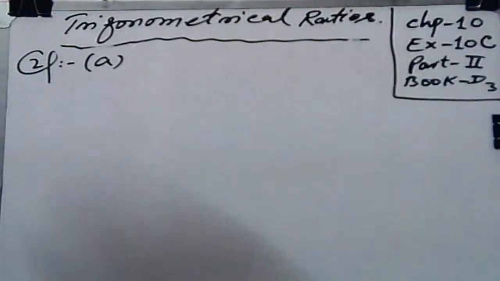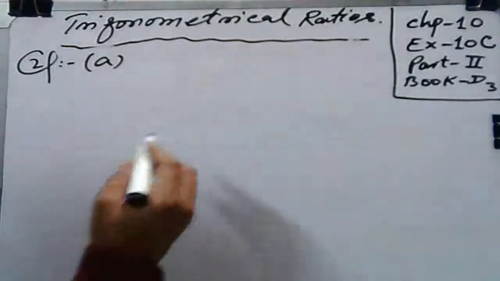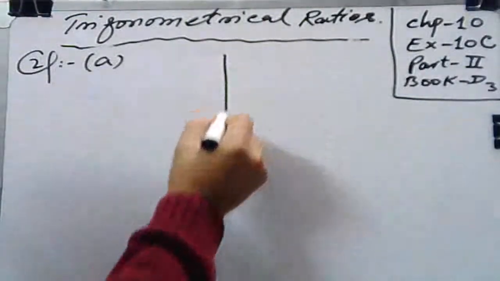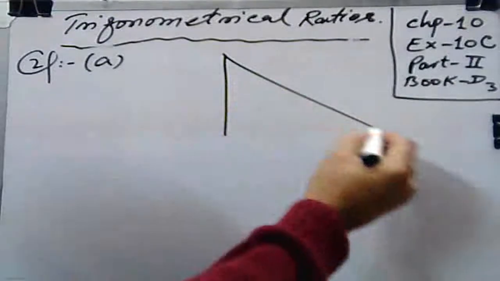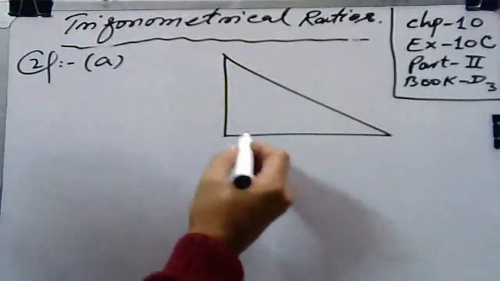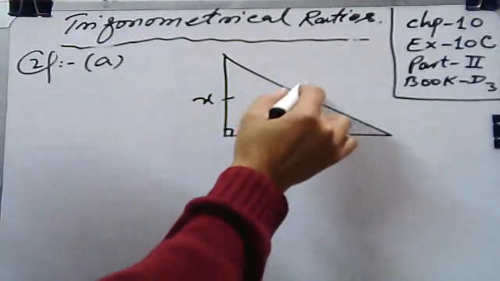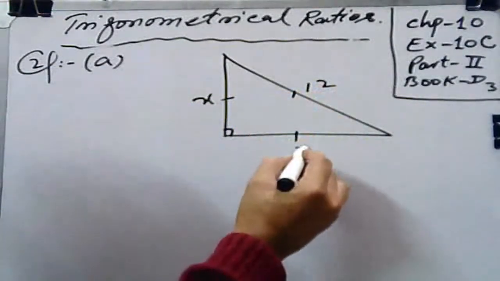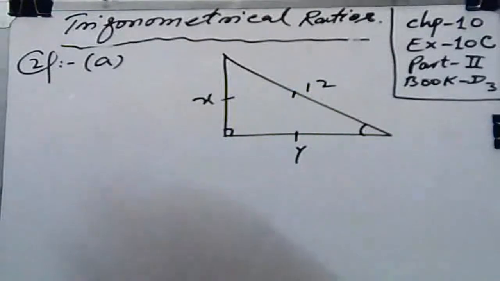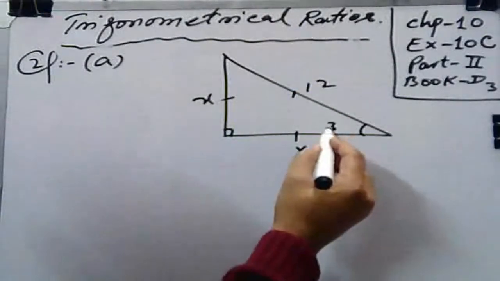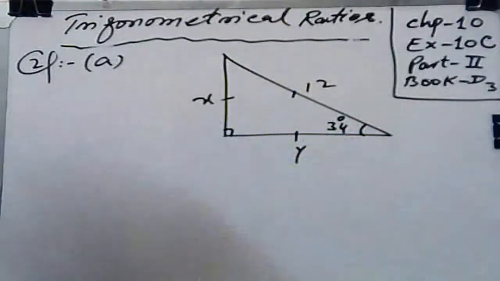In the given figure, find the values of x and y in each of the following triangles, giving your answer correct to 4 significant figures. So that is your given figure. Here is your 90 degree angle, here is your x, here is 12, and this one is your y, and we have to find this side. This angle is 34 degrees.